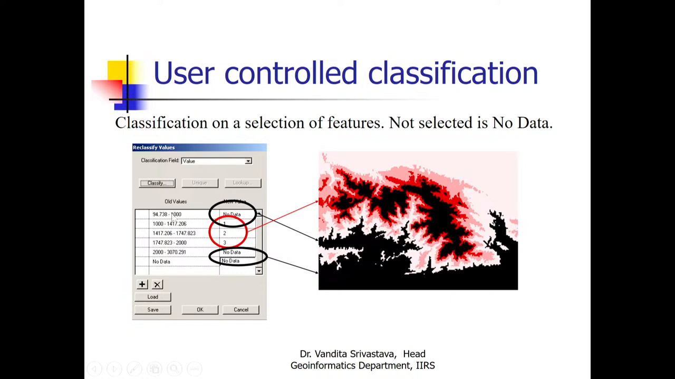This you may like to do based upon your requirement, that you are not interested in the low elevations or the highest elevations, you are interested only in medium elevations. Maybe you may require this for the purpose of plantation or to study vegetation, wherein you are not interested in these elevations. So you may require to classify like this. Okay, that is an example of user control classification, wherein you can manipulate the classification scheme based upon your purpose.